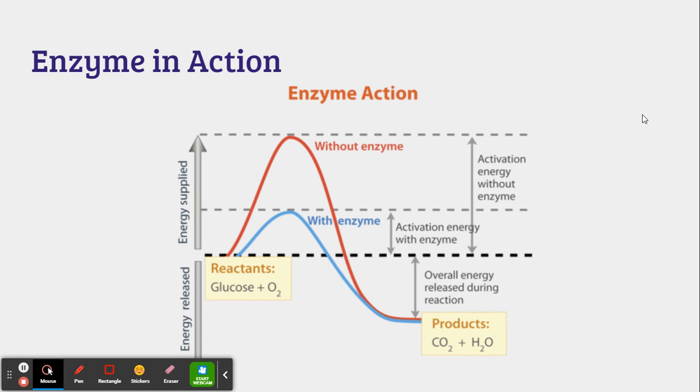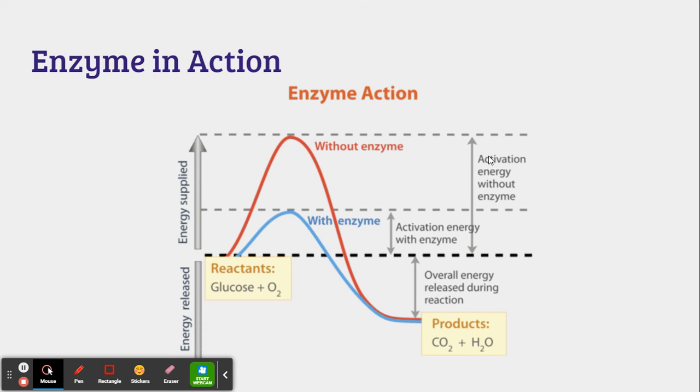Now, just like we said, catalysts lower activation energy. That's exactly what enzymes do. So here, once again, we're looking at a diagram that's displaying actually cell respiration, which is an energy releasing reaction. So you'll notice our reactants tend to be very high in energy. That's our glucose and oxygen.